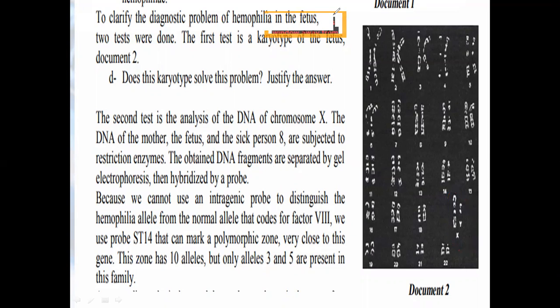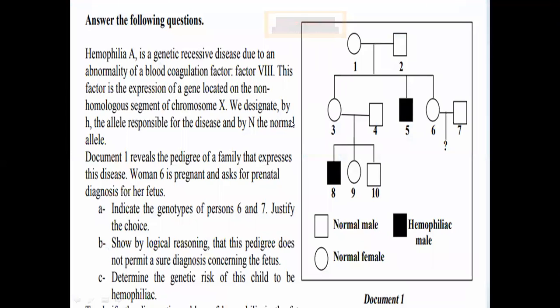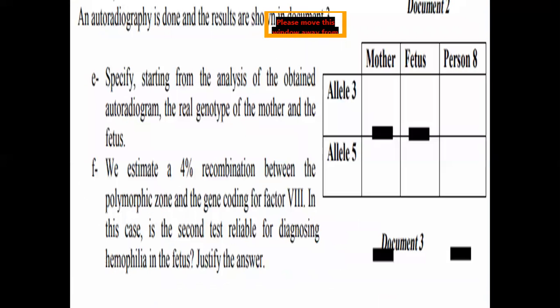Which individuals will we use? We will use the mother, the fetus, and the sick person 8. We use sick person 8 in order to know which allele is going to code for the disease. That's why they use individual 8, mother 6, and the fetus. First of all, this one is found on one X; it has only one X chromosome. Individual 6 has two X chromosomes. So pay attention to this.